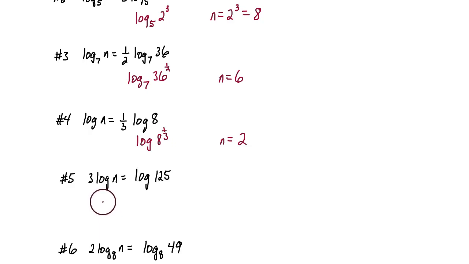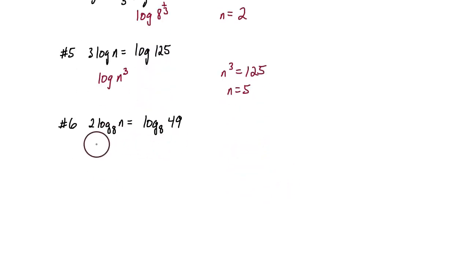Number 5, on the left side, we can write it as log of n to the 3rd. And if that's equal to the log of 125, we can see that n to the 3rd has to be 125. Therefore, n is equal to 5.